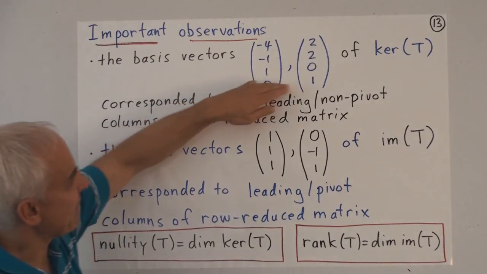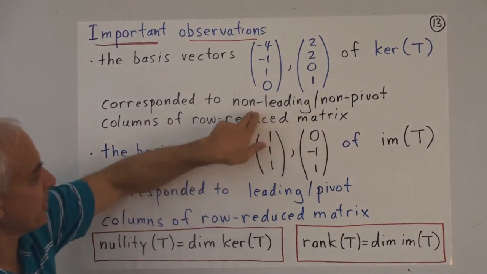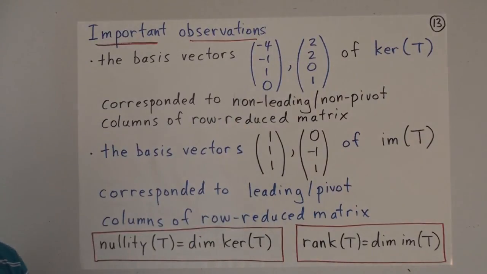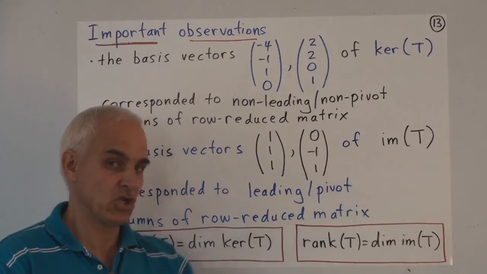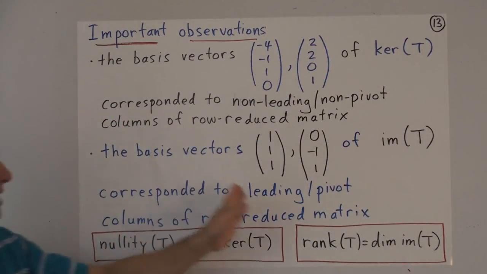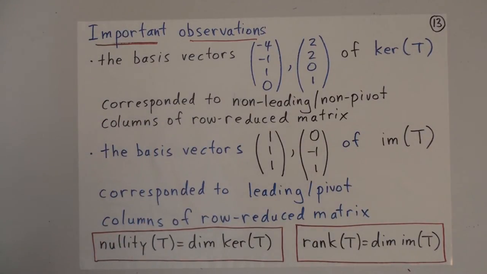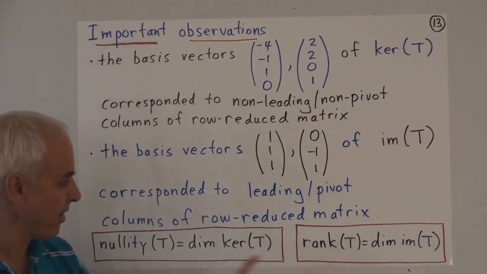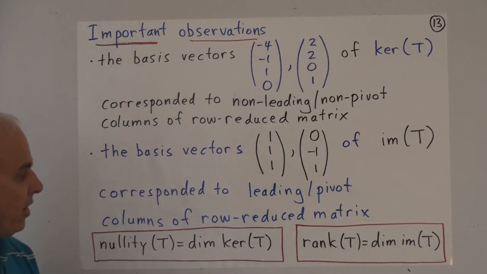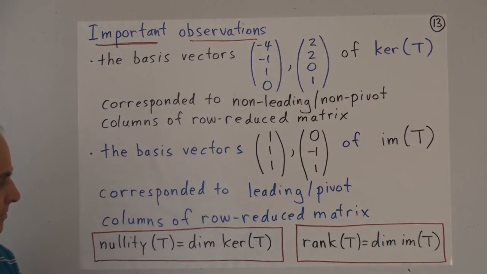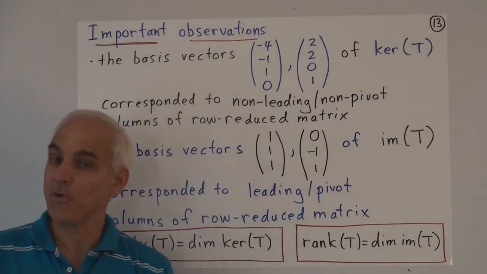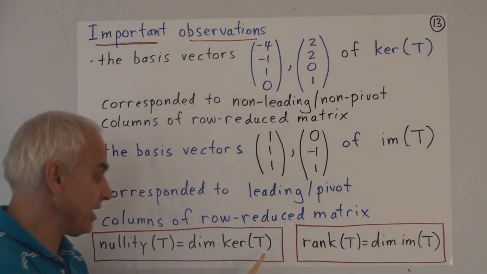So the basis vectors for the kernel of T corresponded to the non-leading or non-pivot columns of the row-reduced matrix, while the basis vectors for the image of the transformation corresponded to the leading or pivot columns of the row-reduced matrix. I'll just remind you what the definition of nullity and rank are. The nullity is the dimension of the kernel, and the rank is the dimension of the image. So with this information, I hope you can guess what the relationship between these two numbers is.